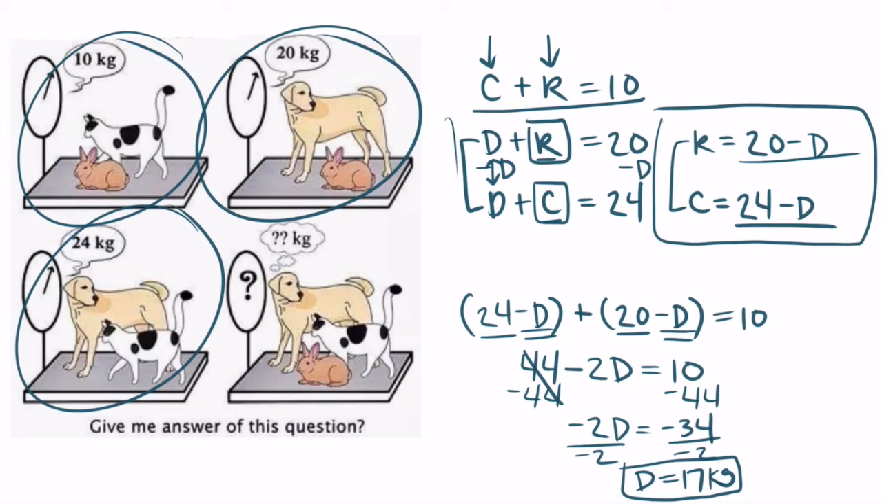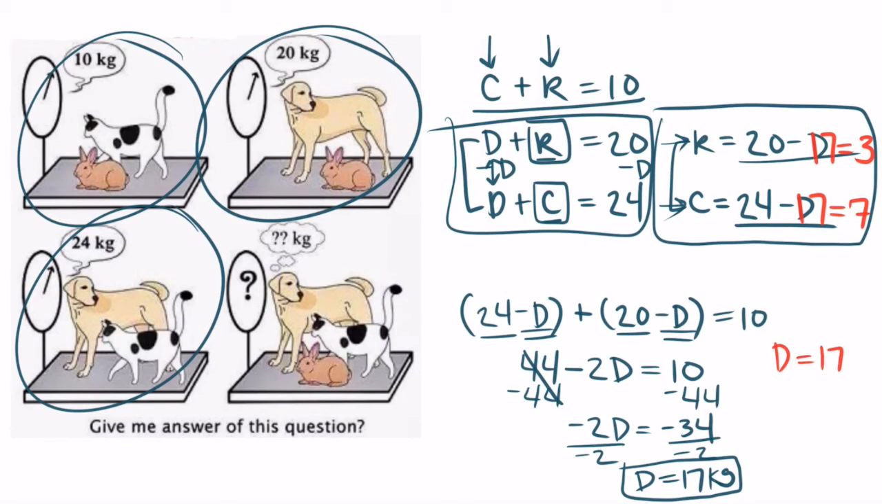You could plug into the original equations as well, but why not just plug in and it's already in terms of R and C. So we now know the dog is 17, so instead of D, we're going to replace it and solve. So 20 minus 17, we would get 3. And 24 minus 17, we would get 7. So now we know our dog is 17, our rabbit is 3, and our cat is 7.